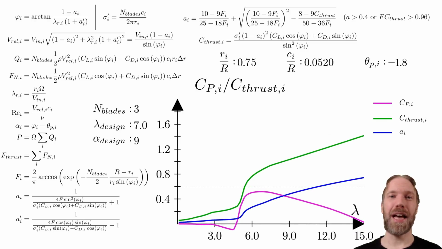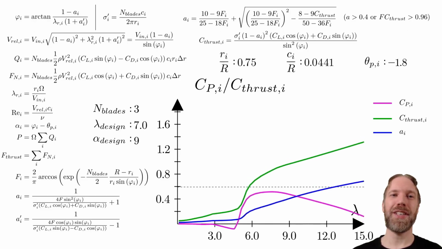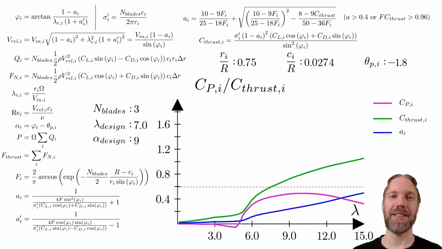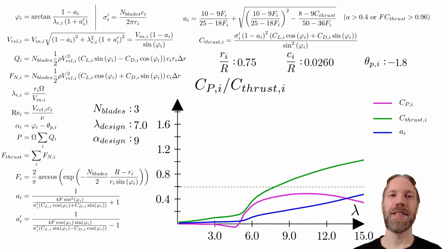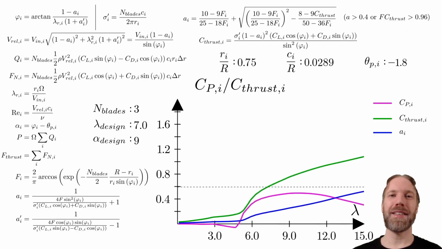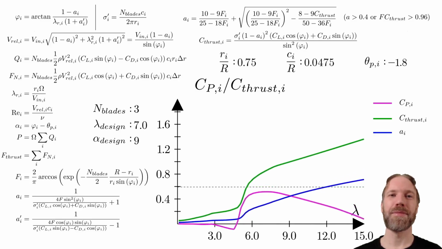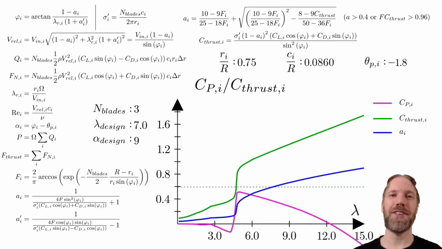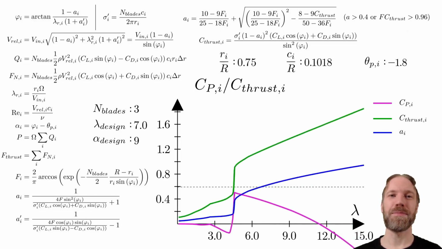Now, watch what happens when we decrease the blade chord length. We see that the peak power coefficient occurs at higher tip speed ratio in this case. Let us do the opposite and increase the chord instead. This pushes the peak power coefficient to low tip speed ratios.